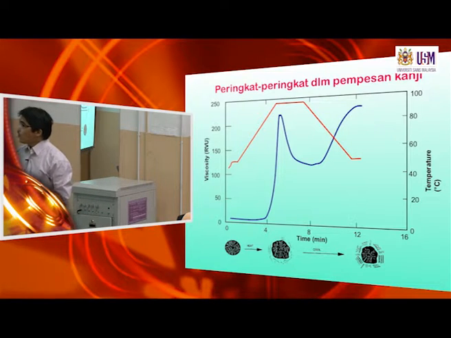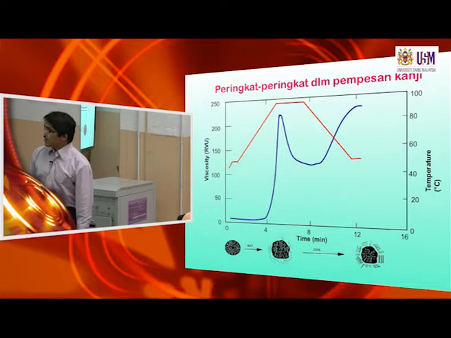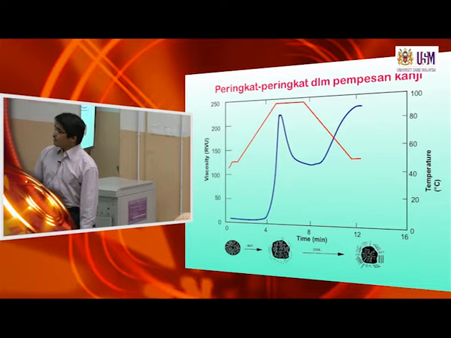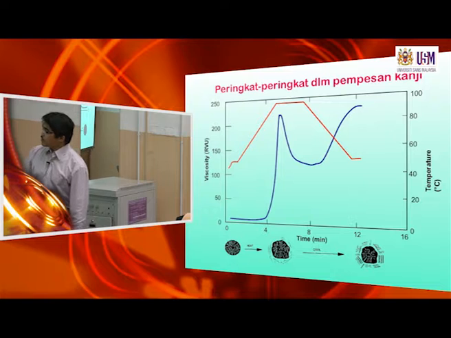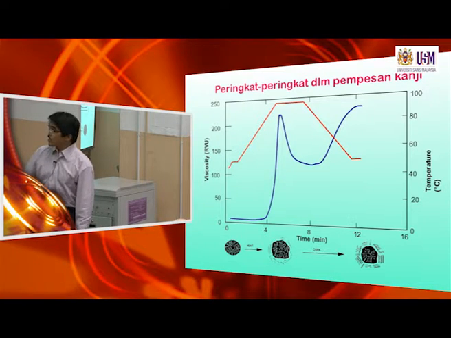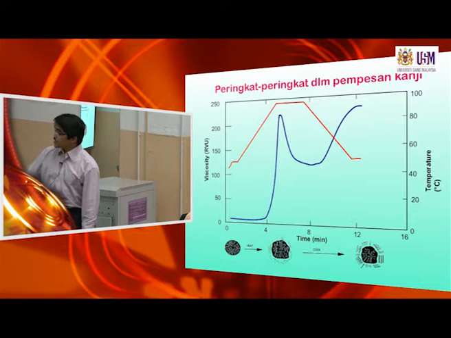Okay? So the whole event of pasting, I would say, starts from the onset here until we get the hot paste viscosity here, because we are holding at 95 here. So this is also known as hot paste viscosity. So the whole thing here, we have a starch paste.